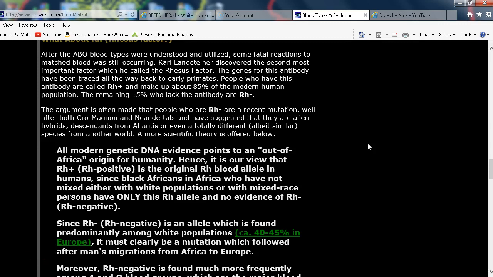The people who have this antibody are called Rh positive and make up about 85% of the modern human population. The remaining 15% who lack the antibody are Rh negative. Now, the argument is often made that people who are Rh negative are a recent mutation, well after both Cro-Magnon and Neanderthals, have suggested that they are alien hybrids.